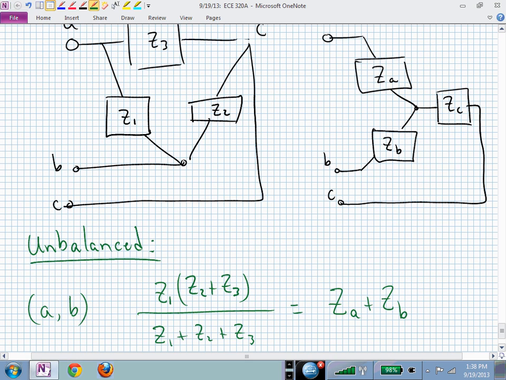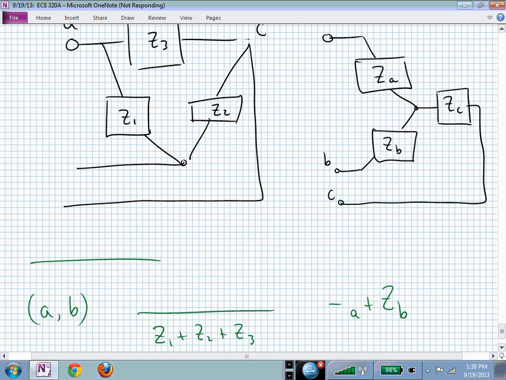Does that make sense? It's just the sum of impedance A and B, between A and B. Z sub C, you could just snip that off. It doesn't matter what that is, because it's floating.